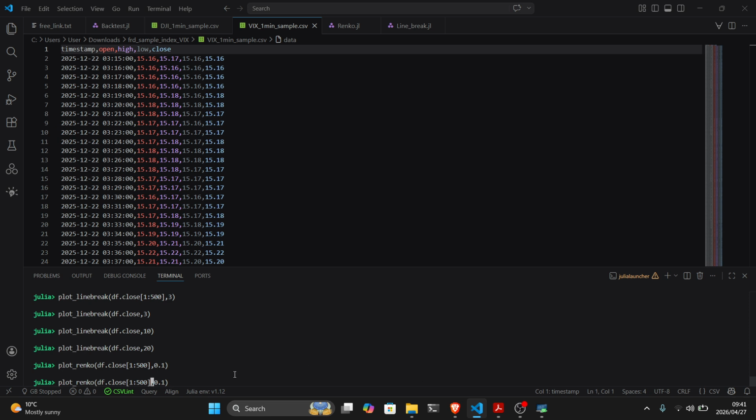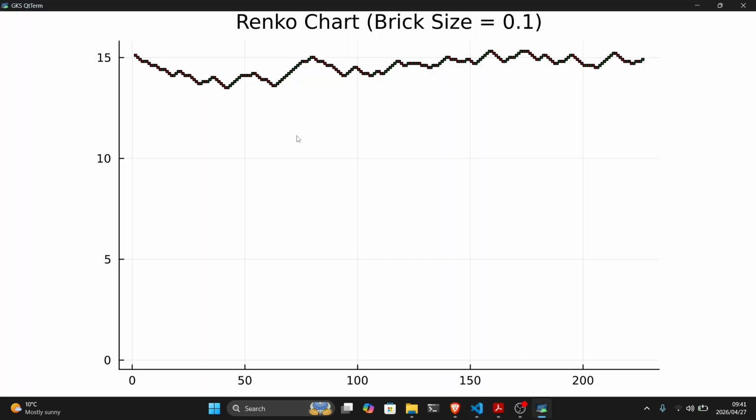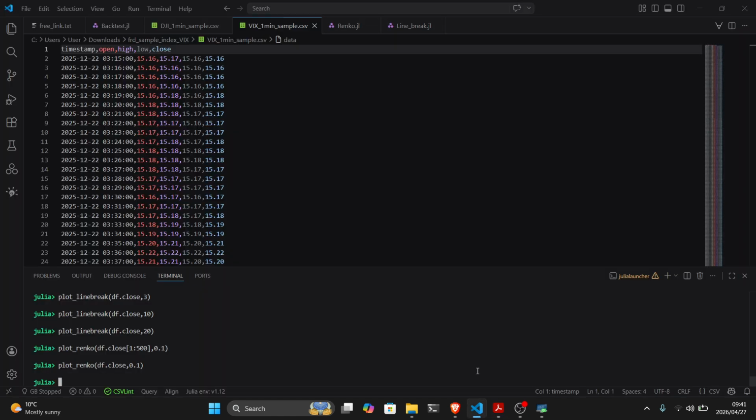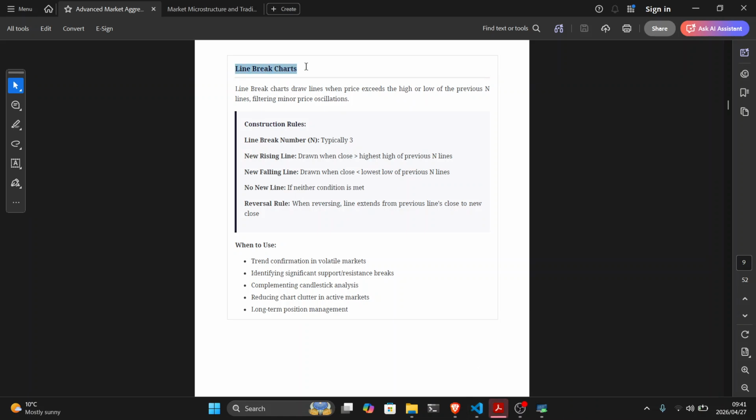But let me take the entire data set to show you the full structure. As you can see, look at that. You can see the little bricks, right? These little bricks, the red, green, red, green. All these represent up and down bricks, right? That follow this given definition. Now, that's enough Renko bars. Let's get into line break charts.